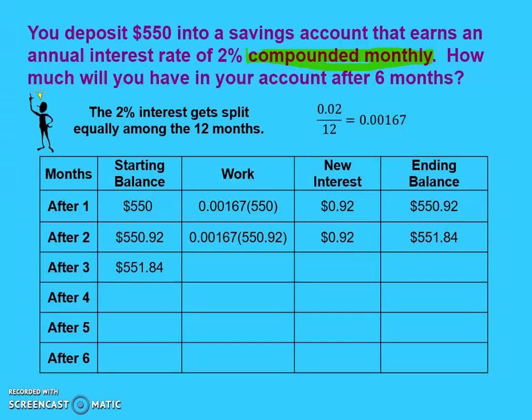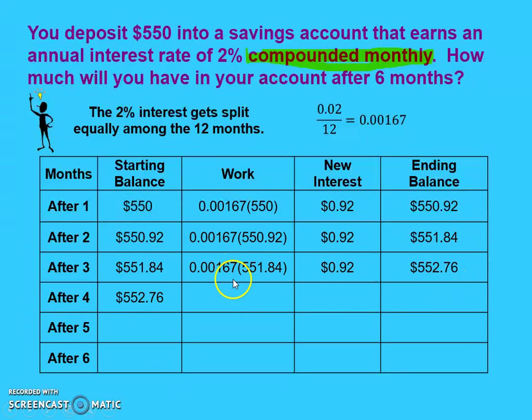And again, our ending balance here becomes the next month's starting balance. And so we continue this pattern. So I'm going to calculate my 0.167% of my starting balance. Okay, that's going to give me, again, 92 cents. I wasn't able to round up yet. That third digit is still less than 5, so we keep it at 92 cents. And when I add that back onto the starting balance here of $551.84, now we're at $552.76.